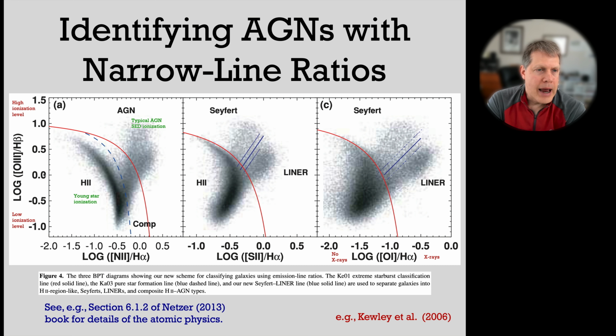The typical diagrams that are often utilized plot generally the O3 to H beta ratio, which serves as a pretty good indicator of ionization level, with high ionization levels up here being driven again by the fact that O3 is a high ionization line, and low ionization levels being down here. And then people along the other axis will plot a number of things. They often plot the ratio of nitrogen 2 to H alpha, or sulfur 2 to H alpha, or O1 to H alpha. So in other words, you're looking at various ratios here.